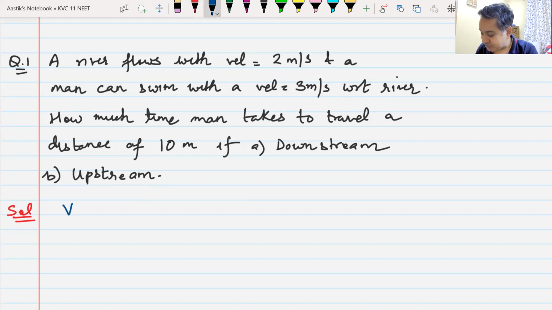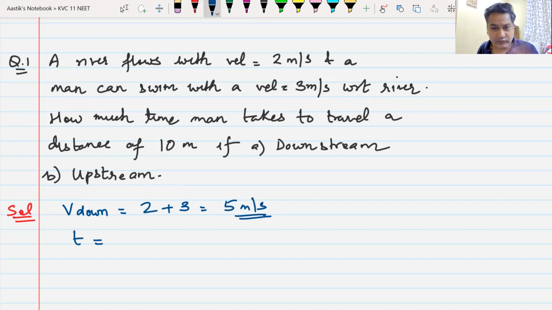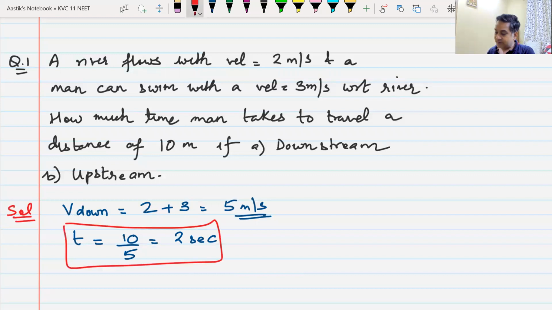So when I'm moving downstream, what will be the net velocity? It will be 2 plus 3, yes or no? That will be equal to 5 meter per second. So how much time will it take to move a distance of 10 meters? 10 divided by 5, and the answer is 2 seconds. Do we understand this? Yes or no?